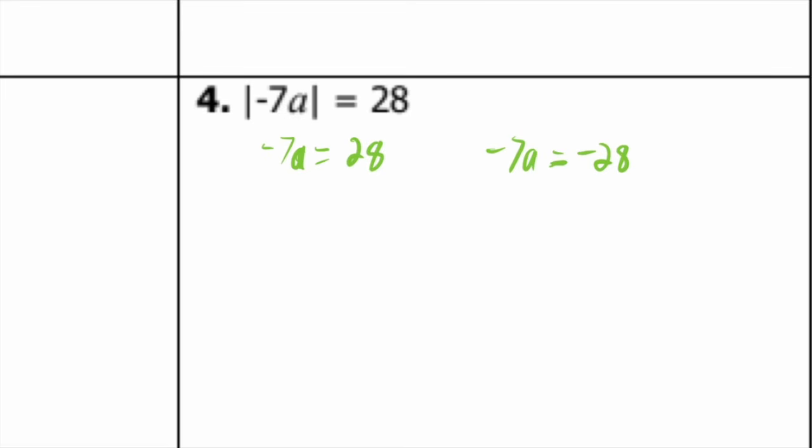It doesn't just automatically become positive when we make these two equations, because once again, we're saying it's the distance from 0, and so we're trying to say that negative 7a, specifically the whole thing, including the negative of the negative 7a, is 28 from 0. So that could either be it equaling 28 or negative 28.